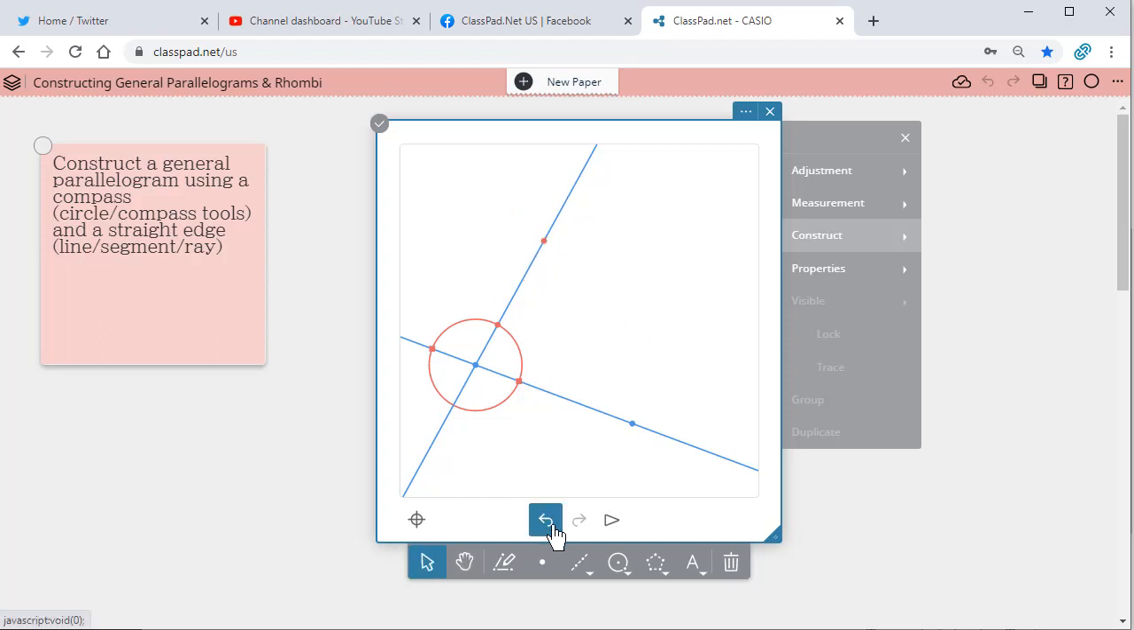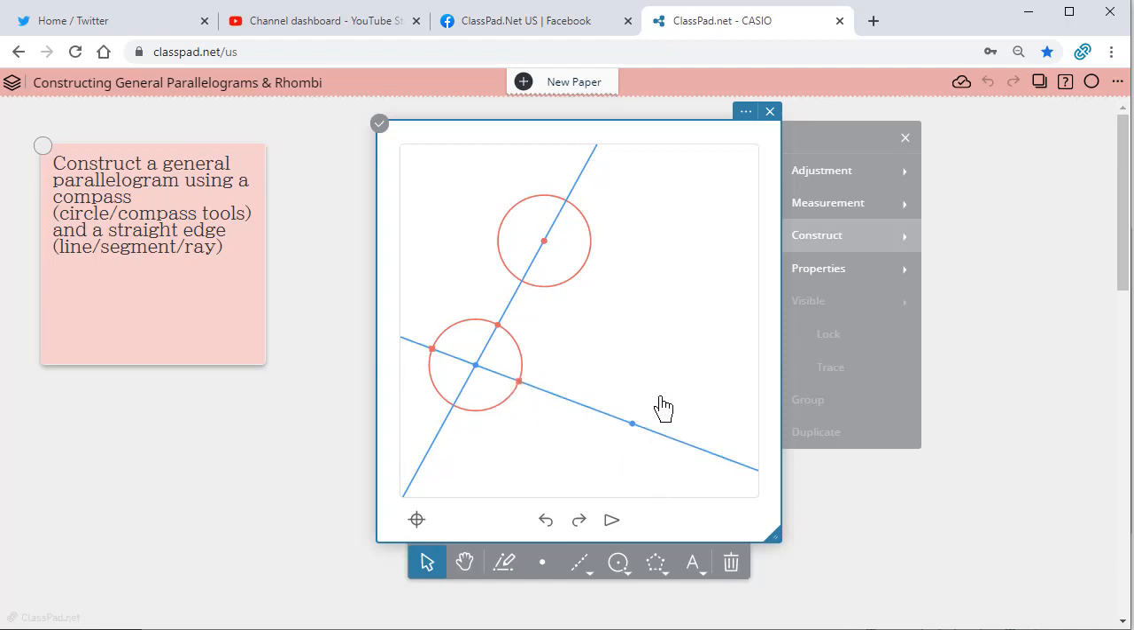Oops. Not sure what happened there. I don't know why it's disappearing. All right, so students have made that circle.